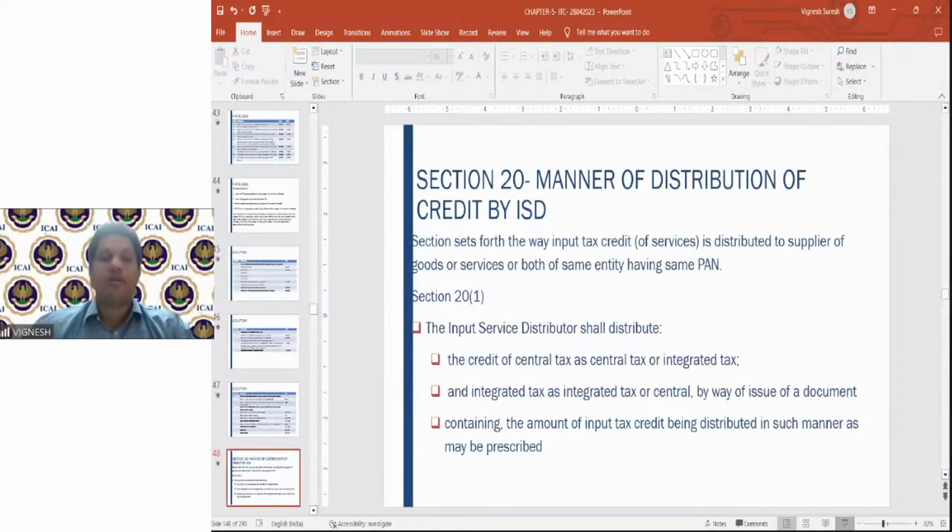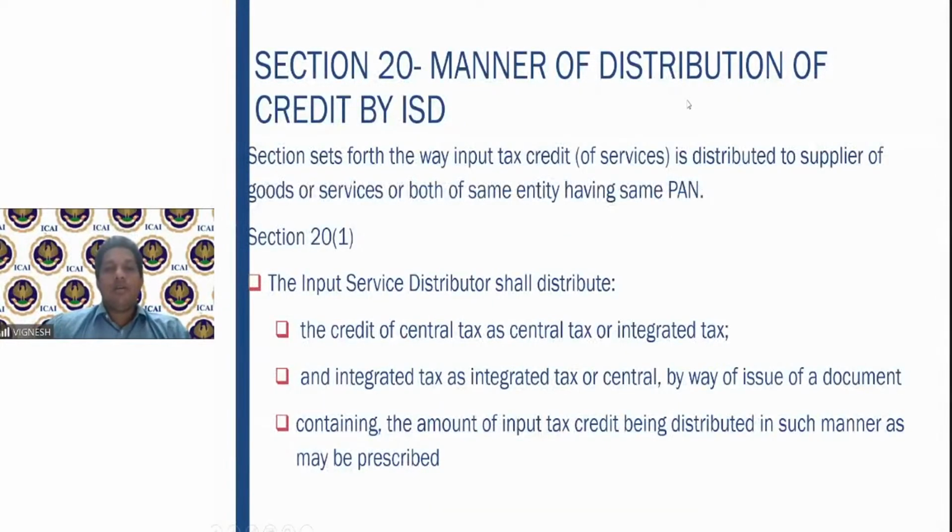Now we come to the concept of input service distributor. Section 20 of the CGST Act 2017 talks about how the input service distributor should distribute the credit in this particular situation. This section sets forth the way by which the input tax credit for services is distributed. Again, input service distributor talks only about services, not goods. For goods it is very clear: wherever the goods go, to that extent you can claim the respective credit.